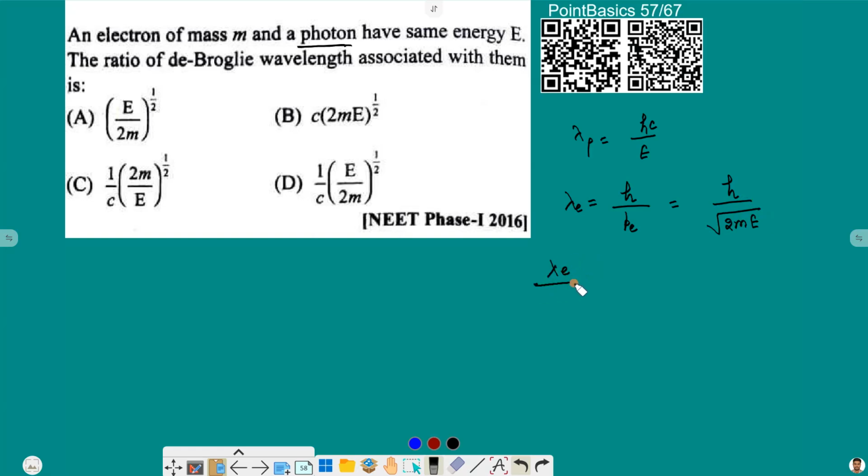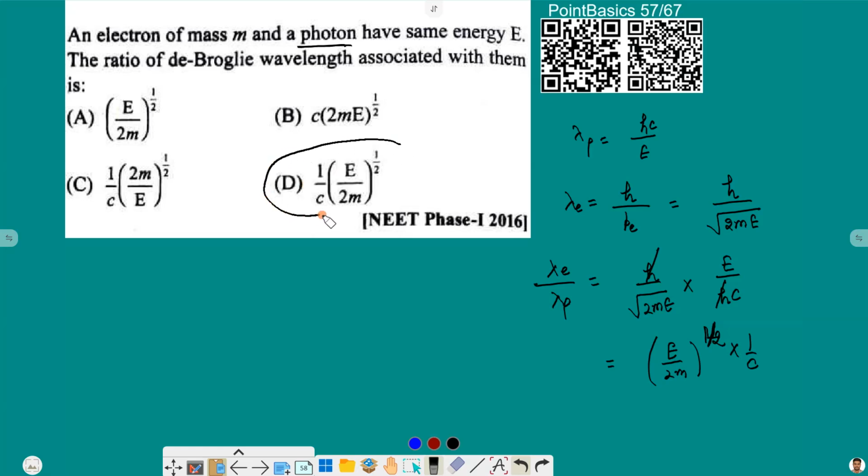So lambda of electron divided by lambda of photon will give us h by under root 2mE into hc by E. h gets cancelled, and this can be written as E by 2m raised to power half into 1 by c. So that is the required answer, I think. Yeah, so option D is the required answer here. Now move ahead.